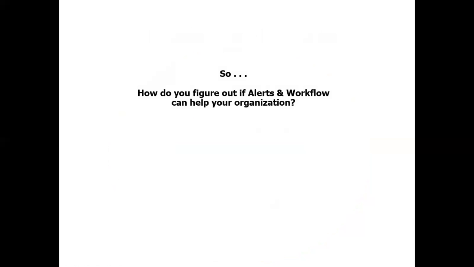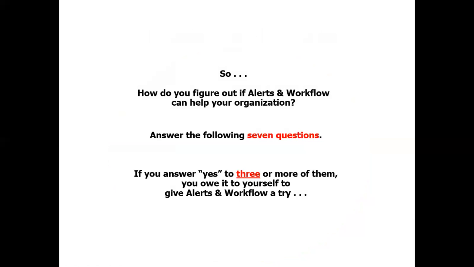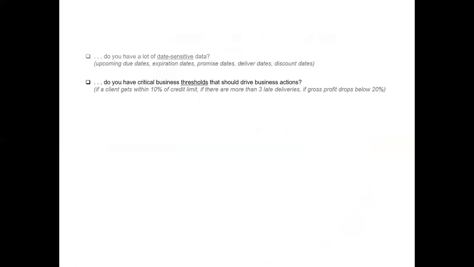So, with all of that information, what's the best way for you to proceed to figure out if, in fact, alerts and workflow can help your organization and where and how it can help your organization? Well, a good way to start is simply by answering the following 7 questions. First of all, in your business, do you have a lot of date-sensitive data that you need to keep on top of? Due dates, delivery dates, discount expiration dates, and the like.